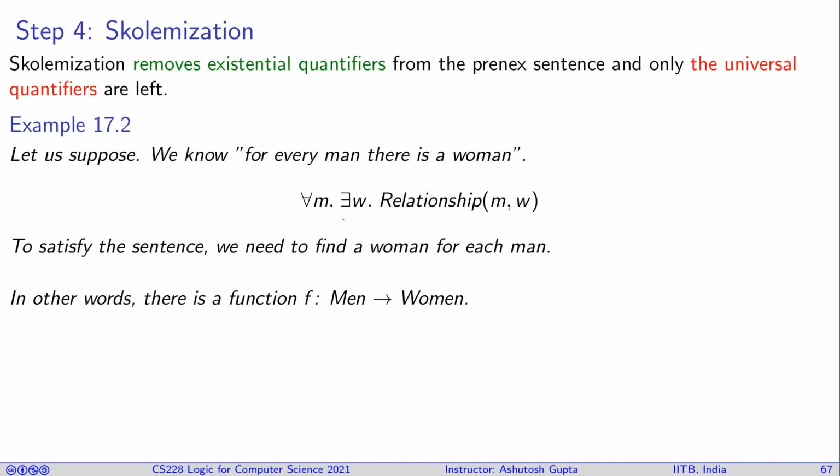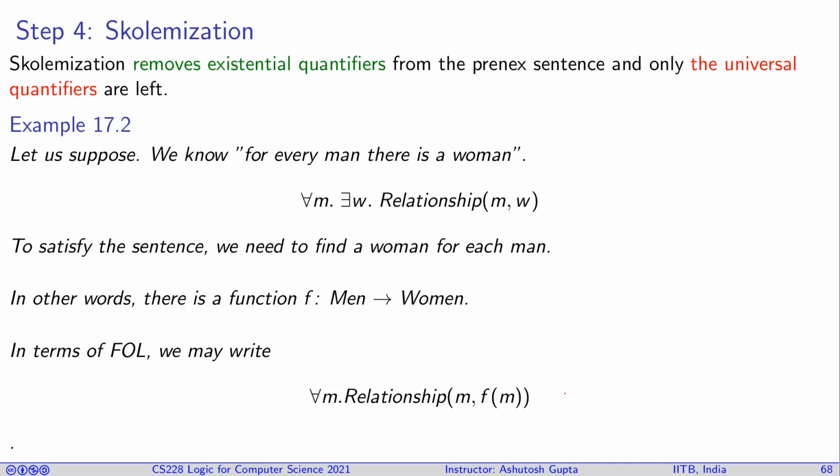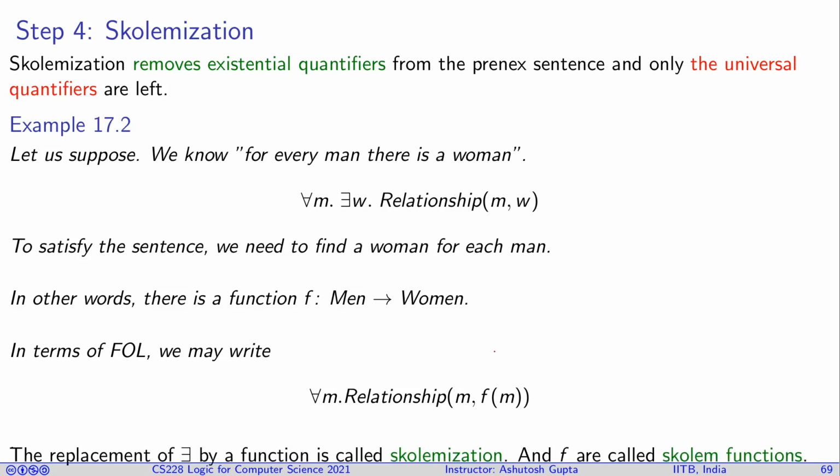So therefore you can replace your existential quantifier by a function. So you say relationship(m, f(m)), and then you say for all m. You get rid of this quantifier, and it gets replaced by a function symbol. This idea that an existential quantifier can be replaced by a function is called skolemization. The function that is being introduced is called a skolem function.